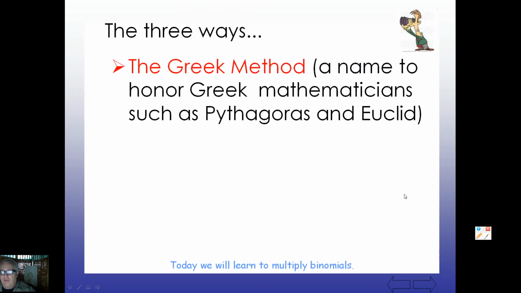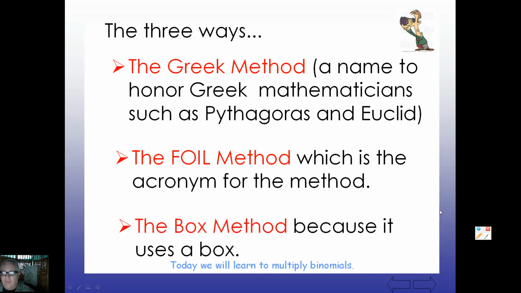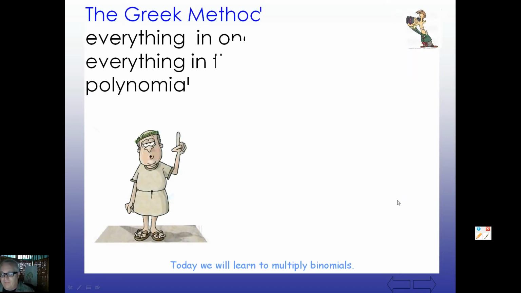The first way, and you don't have to write all these down, but let's just be familiar with them. You've got the Greek method, a name just to honor the Greek mathematicians who started this up some time ago. You've got the FOIL method, which is what I grew up on, and it's what's taught in every high school. If you ask people that have been recently in algebra about the FOIL method, they might look at you kind of weird, but they'll know what you're talking about. And the box method. Now we're going to be using this box method, and of course it's called the box method because it uses a box. Alright, okay. So we'll start here with the Greek method.